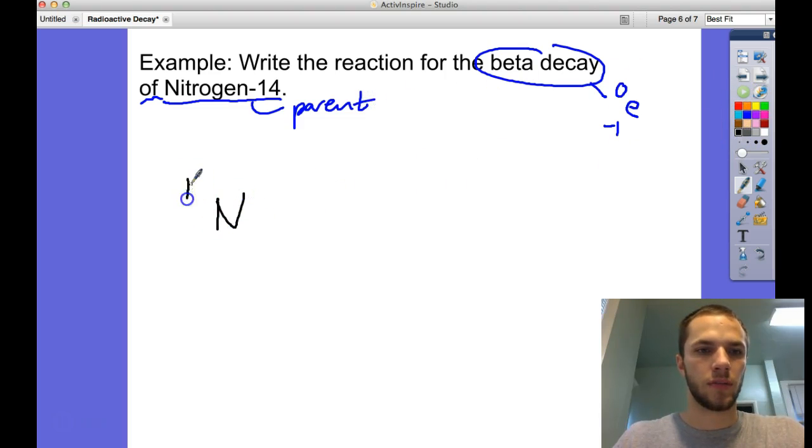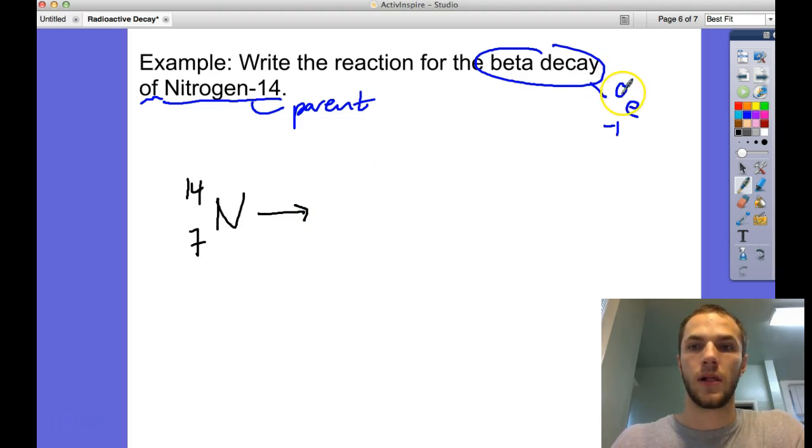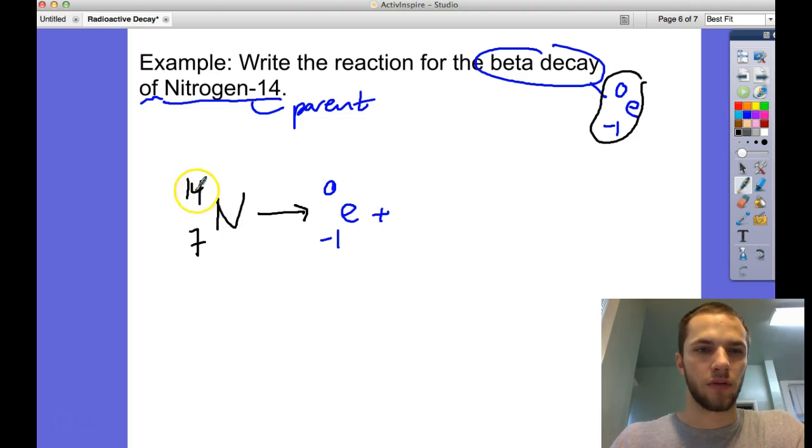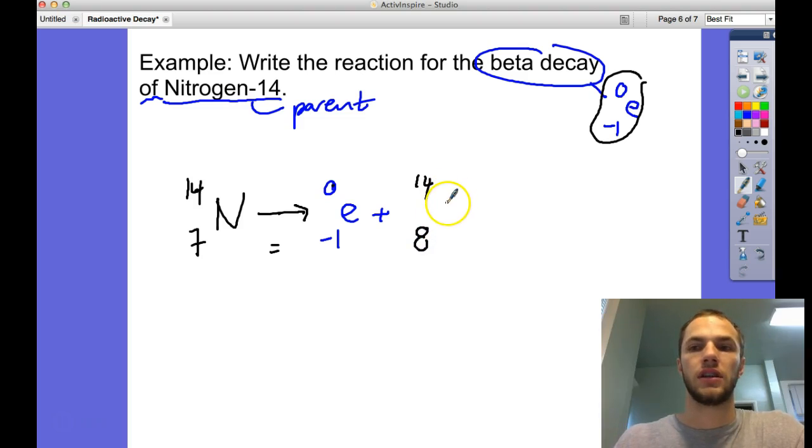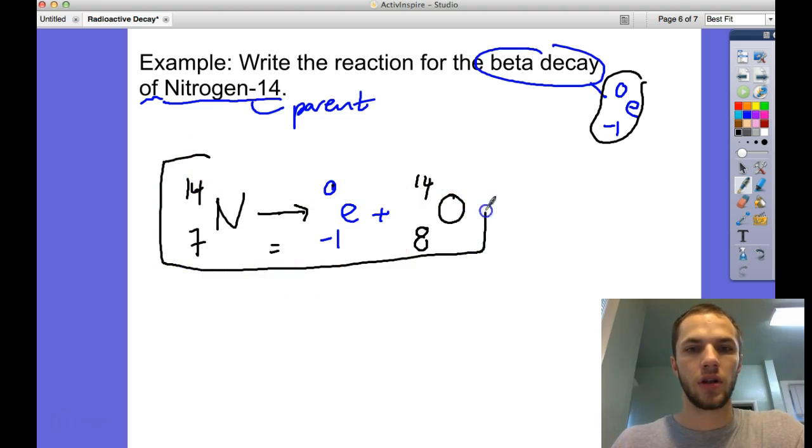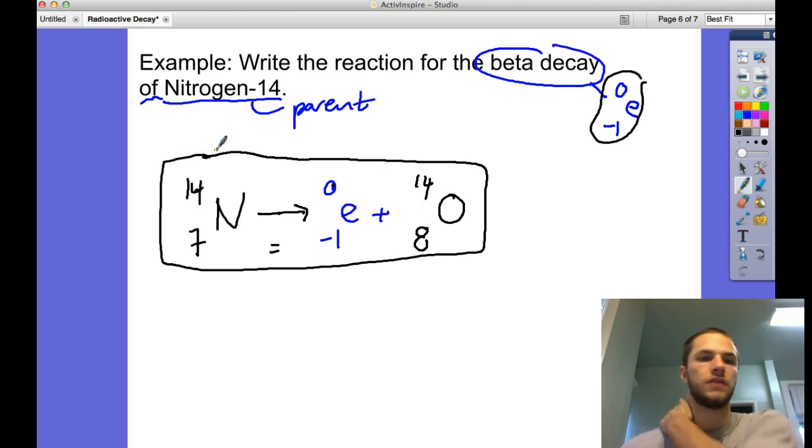So nitrogen with a mass of 14. Check the periodic table for the atomic number of nitrogen. It's 7. Since it's the parent, I'm going to draw an arrow. Now I'm just going to take this beta particle, I'm going to write it in right here, 0e negative 1. And what's going to be left? Okay, well 14 is equal to 0 plus something, so the mass is still going to be 14. And 7 is equal to negative 1 plus some number. So this has to be bigger than 7. 8. And if I check the atomic number on the periodic table of 8, it's oxygen. So this would be the reaction for the beta decay of nitrogen 14.